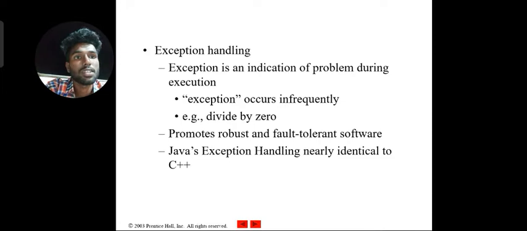Exception handling. An exception is an indication of a problem during execution. Exceptions occur infrequently, for example divide by zero. Exception handling promotes robust and fault-tolerant software. Java's exception handling is nearly identical to C++.